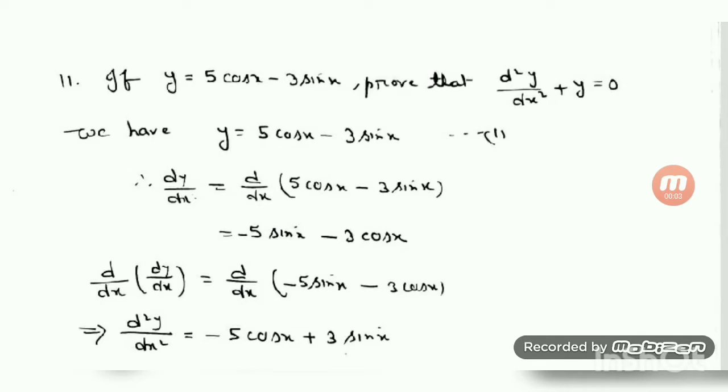Today, let us do a few more questions on the second derivative from exercise 5.7. Question number 11 is: if y is equal to 5 cos x minus 3 sin x, prove that d2y/dx2 plus y equals 0. Till now we have done many questions, but all were just to find the value of d2y/dx2, the second order derivative. But this is a question of proof.